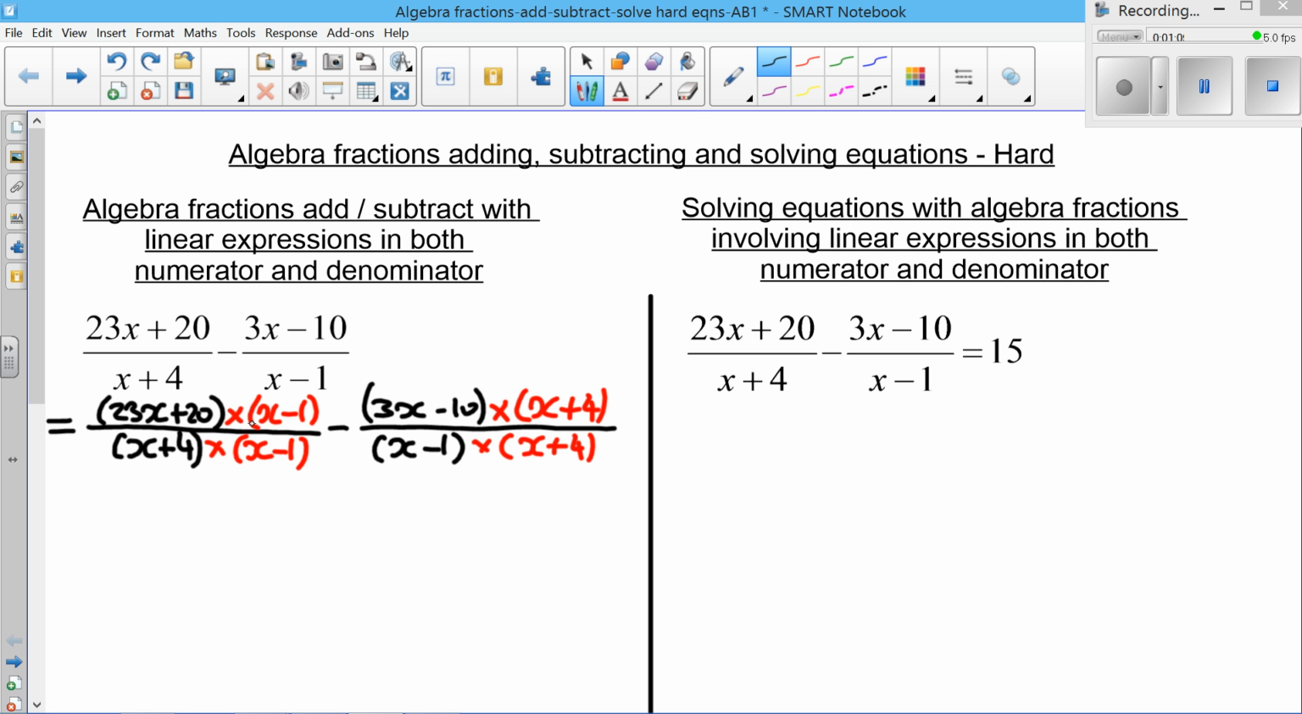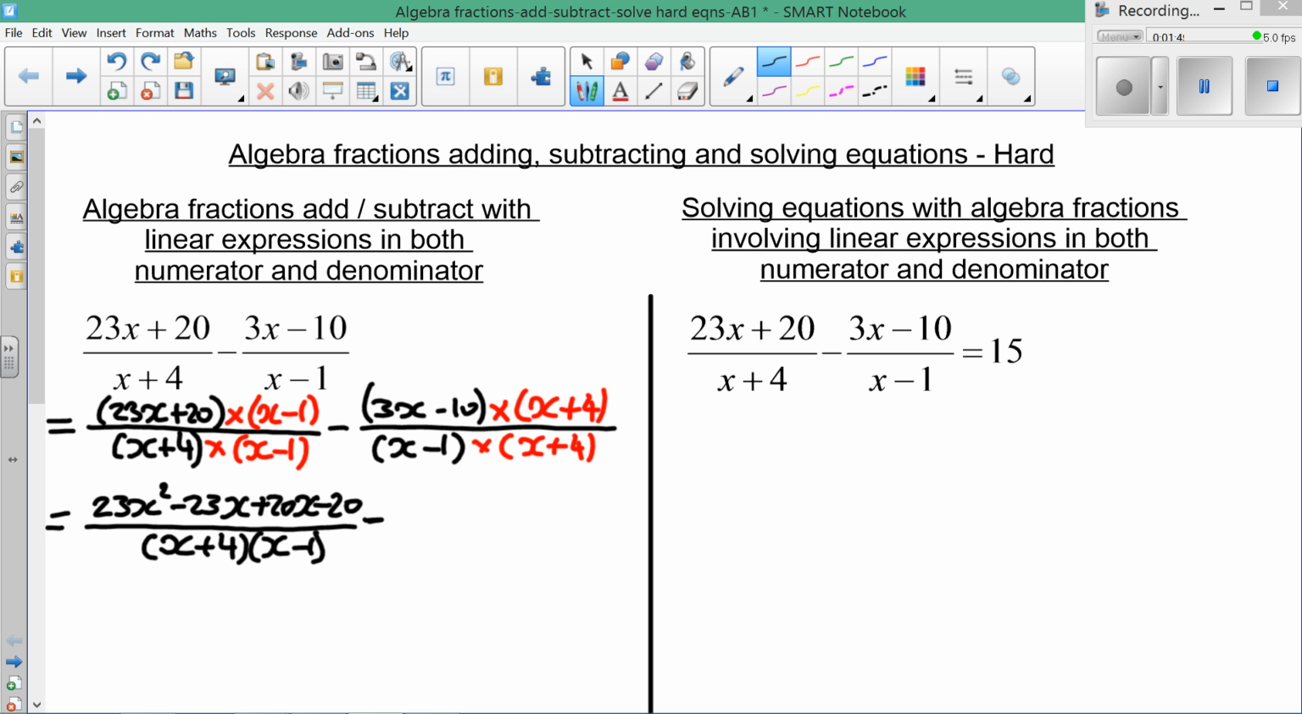The next step is to expand the brackets in the numerators. So equals. Two brackets with two terms each. I multiply every term in the first bracket by every term in the second bracket. So 23x times x gives me 23x squared. 23x times minus 1 is minus 23x. Plus 20 times x is plus 20x. And plus 20 times minus 1 is minus 20 over x plus 4 times x minus 1.